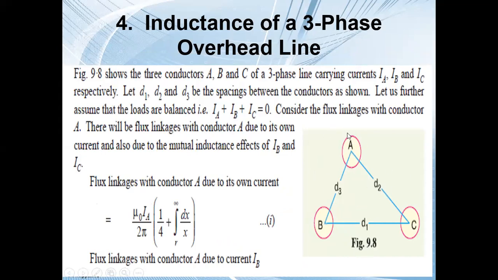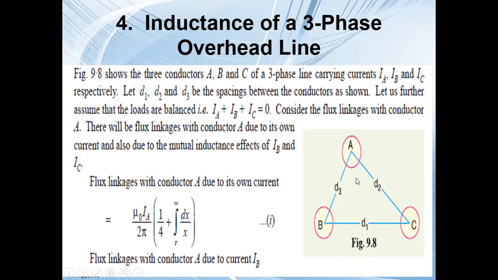So suppose you calculate psi A, psi B, and psi C for this type of configuration, the flux linkage will not be equal. And if the flux linkage is not equal, what is the inductance of these three conductors? This will also be different, because inductance equals flux linkage by current.